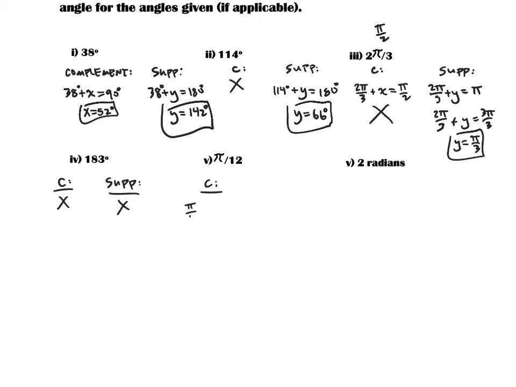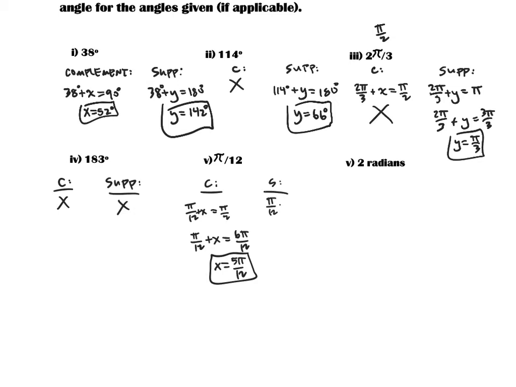All right, how about a complement for pi over 12? Well, pi over 12 plus x equals pi over 2, right? That's 90 degrees. So let's get a common denominator. That's pi over 12 plus x is equal to 6 pi over 12. Therefore, x is equal to 5 pi over 12 when I subtract. That's our complement.